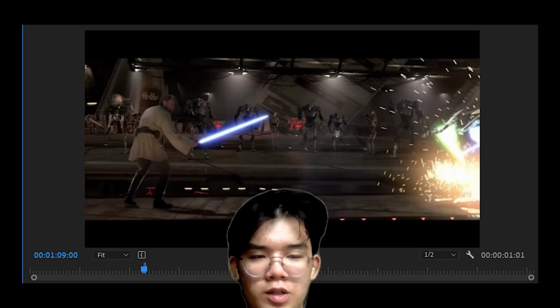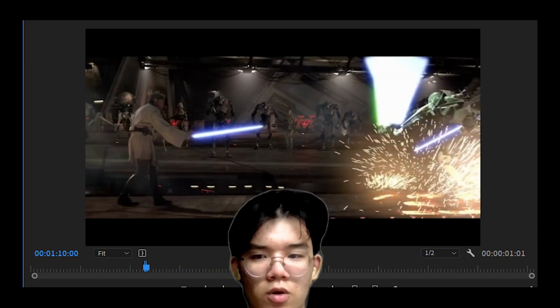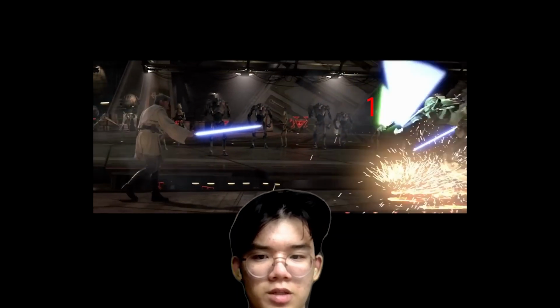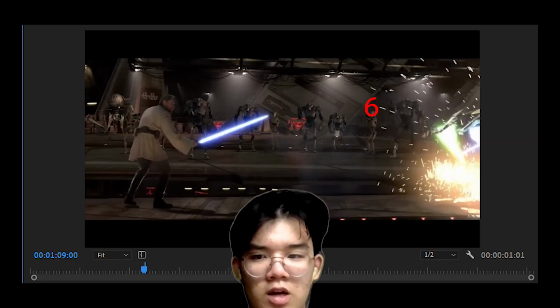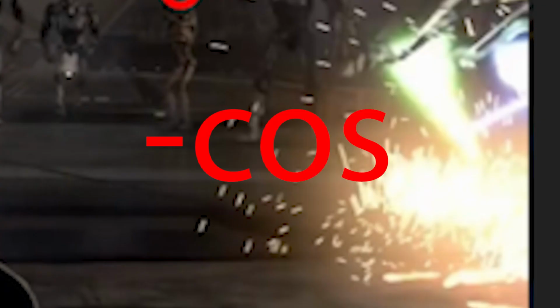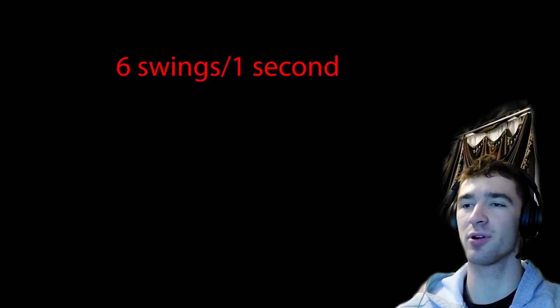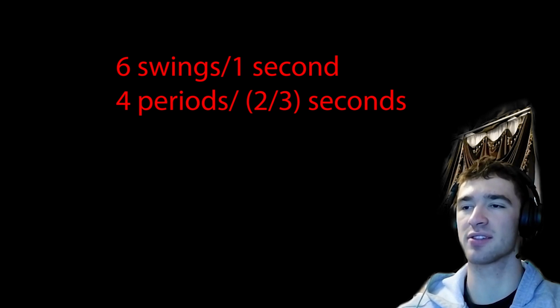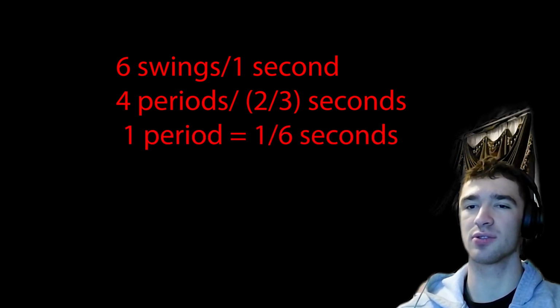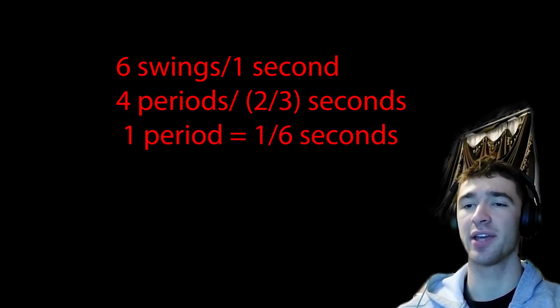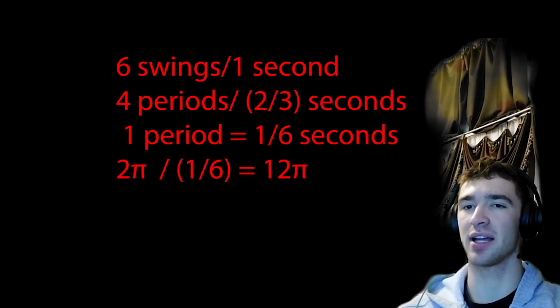From 1 minute 9 seconds to 1 minute 10 seconds, or in 1 second, Grievous swings his lightsaber exactly 6 times, beginning at the bottom, which will be represented as a negative cosine. That is 6 swings per second, or 4 periods every 2/3 seconds, or one swing for 1/6 of a second. And when converted to a period value by dividing 2 pi by 1/6, we get 12 pi.